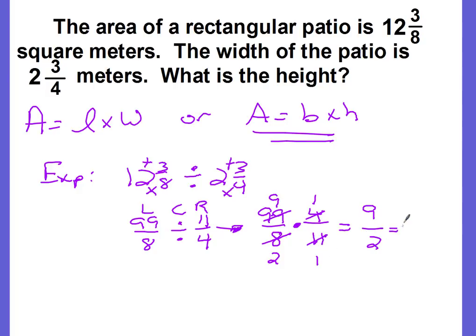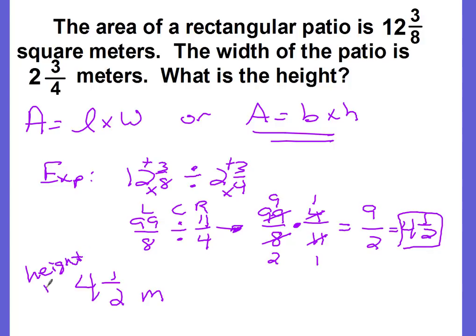Change your improper to mixed, and you get 4 1/2. So the height is 4 1/2, and that's meters. Meters, the height. And that's all there is to dividing fractions.